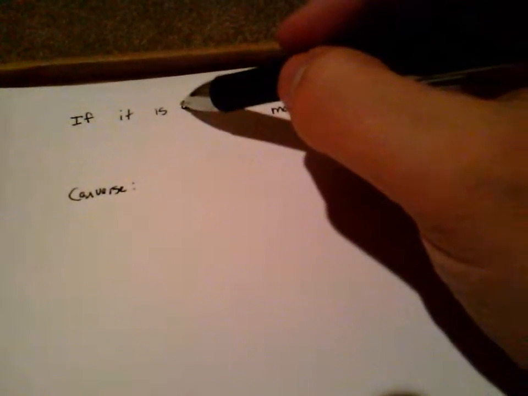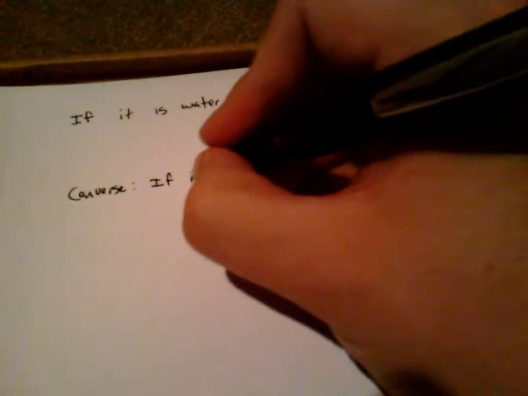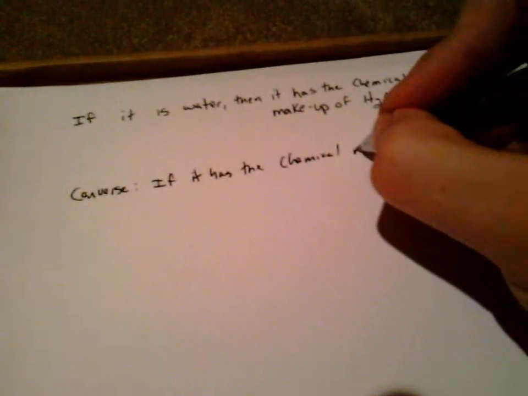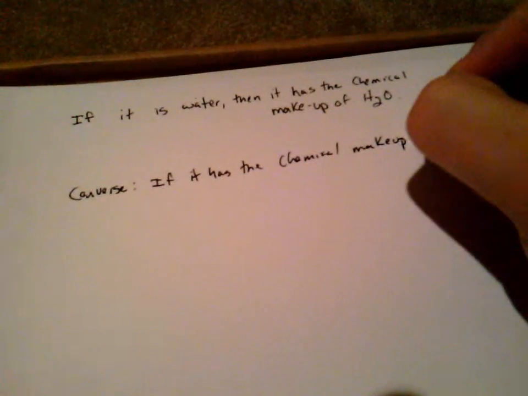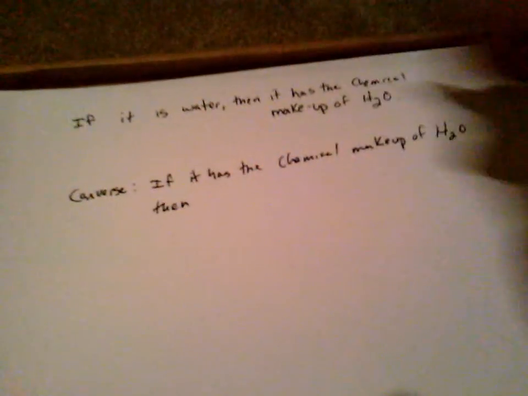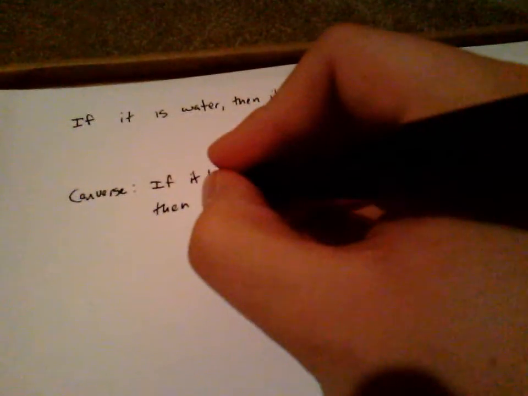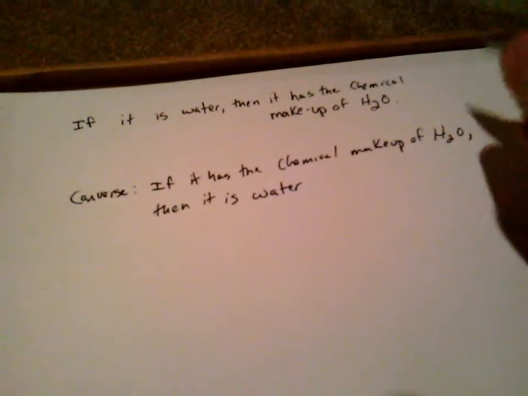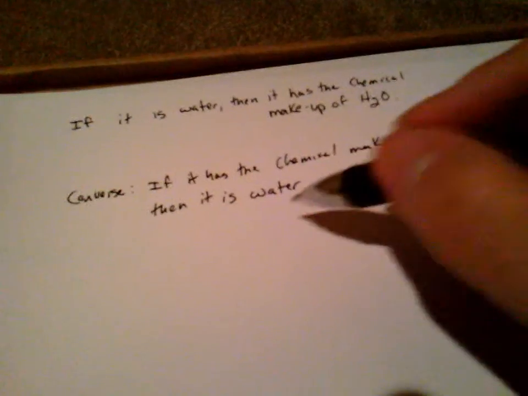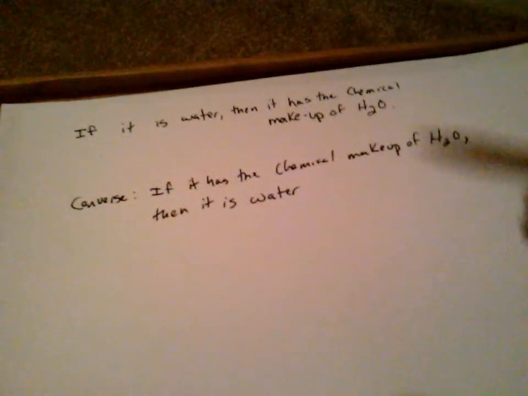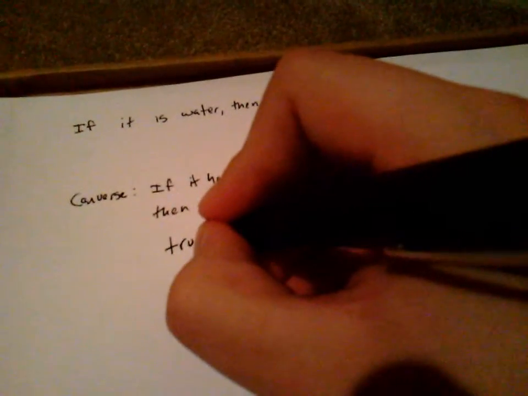Remember, converse means we just take this and flip it. If it has the chemical makeup of H2O, then it is water. Well, there's only one thing that has the chemical makeup of H2O, and that is water. So if it has chemical makeup of H2O, then it's water. This is one of the instances where the converse is actually true.